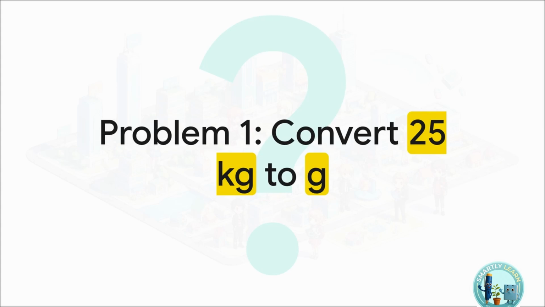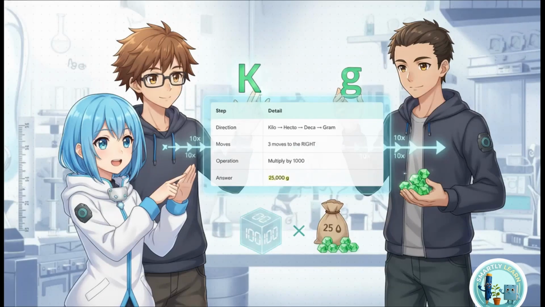Okay, first up, let's say we need to convert 25 kilograms into grams. So pull up that King Henry phrase in your mind. Where are we starting and which way are we moving? Okay, so we start at king for kilo. We need to get to our base unit, grams, which is met in the middle. Let's count the hops. Hecto, deca, grams. That's 1, 2, 3 jumps to the right. And what's our rule for moving right? We multiply. 3 jumps means we multiply by 10 3 times. That's 1,000. So 25 times 1,000 is 25,000 grams. See? It's like magic.